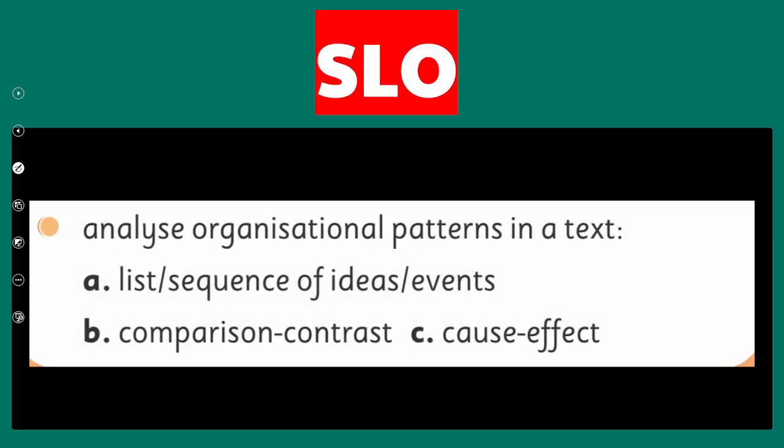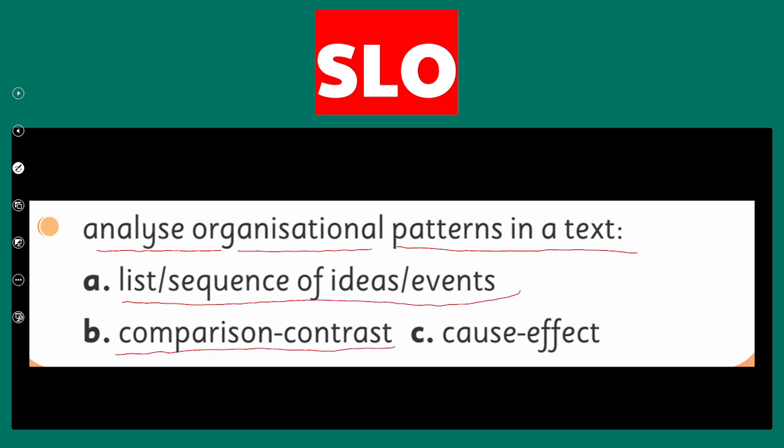The SLO states that analyze organizational patterns in the text: list sequence of ideas and events, and secondly comparison, contrast, and thirdly cause and effect. So in this SLO we will focus on the list sequence of ideas or events or cause and effect relationship which is found in the text. We will learn how we can identify the sequence of ideas while reading a text and how we can identify the cause and effect relationship while reading a text.